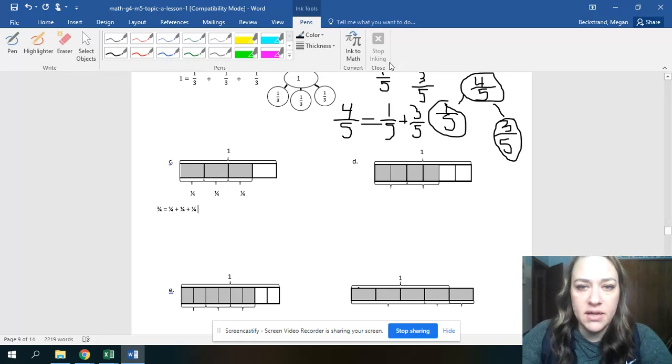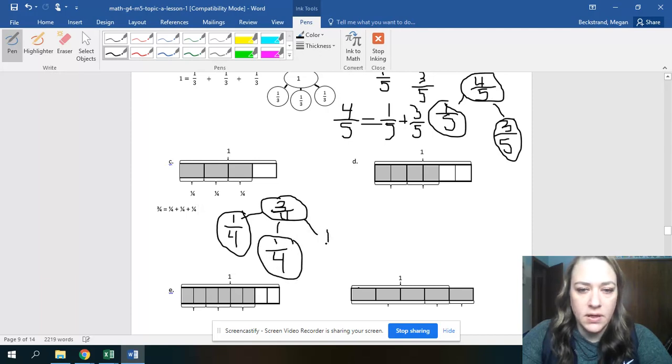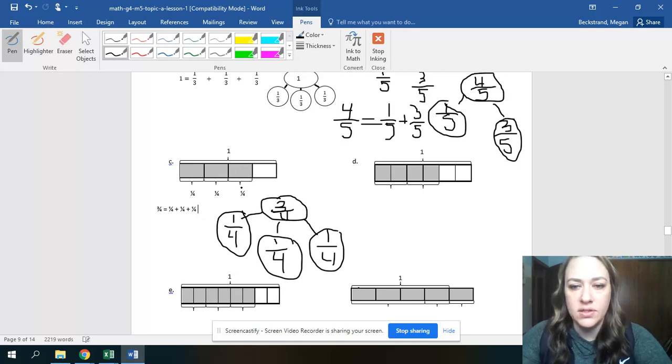Okay, and the same thing we did up here. If I want to show this number bond, my total is 3/4. So that's going to be my whole that I have represented. 3/4, and then we had 1/4, 1/4, and 1/4. Good. So we had 3/4 total, and it was decomposed into 1/4 units for each of them.